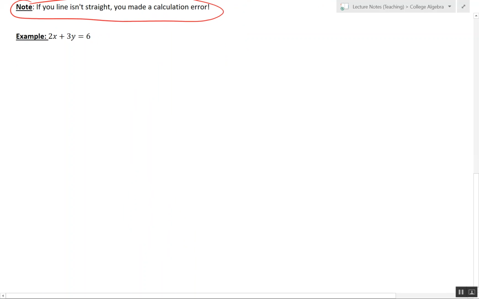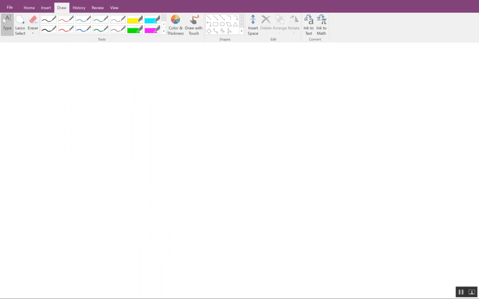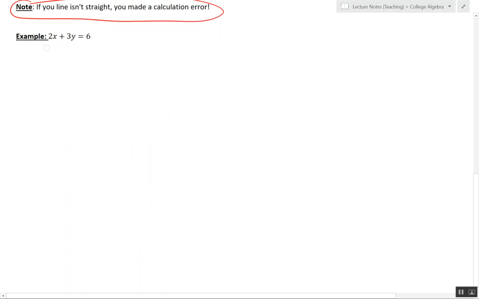We have 2x plus 3y equals 6, so I'm going to change my color here real quick, and we'll make our table of values first.